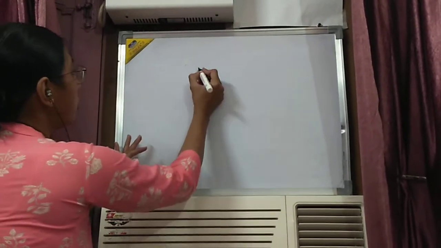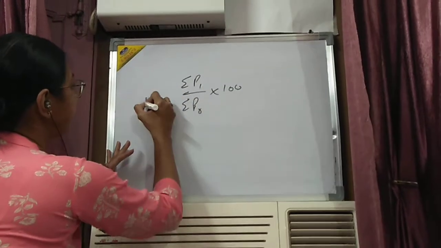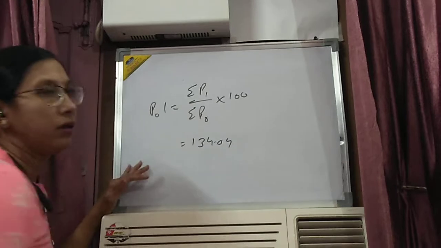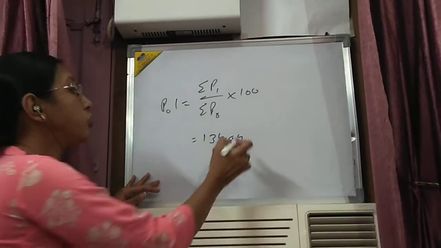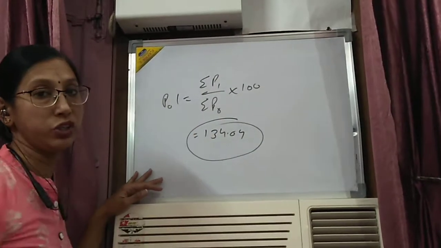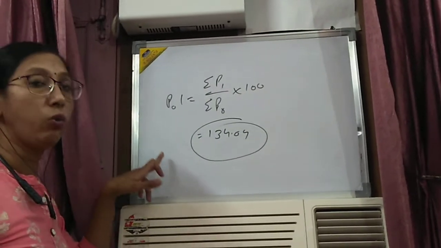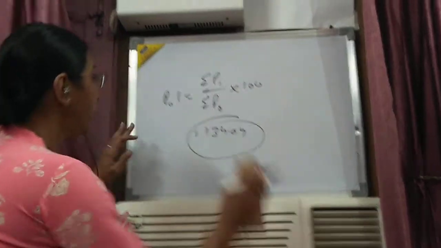Suppose you are only writing sigma p1 upon sigma p0 into 100, and then after you write the answer, then again your marks will be deducted, because you are not showing the calculations of how the answer will come. So formula, showing the calculation, and then the answer, everything is very important. Do not forget to write the formula in the numericals in your exams.